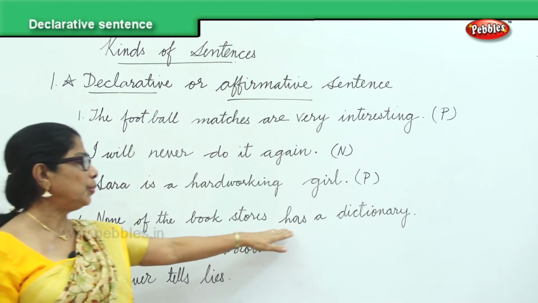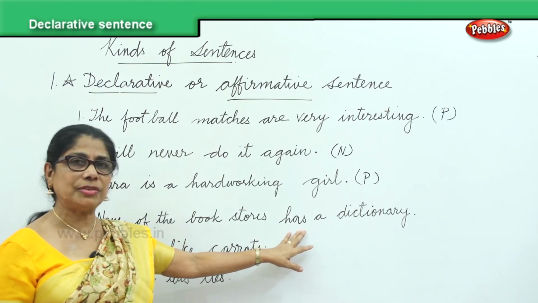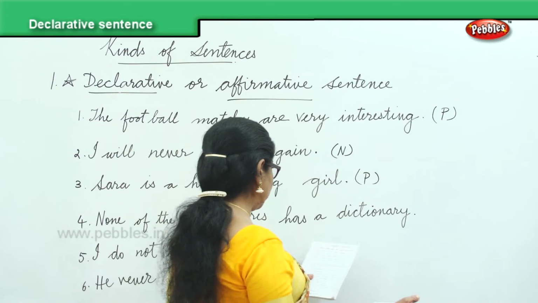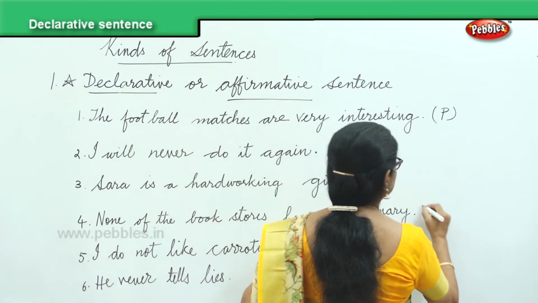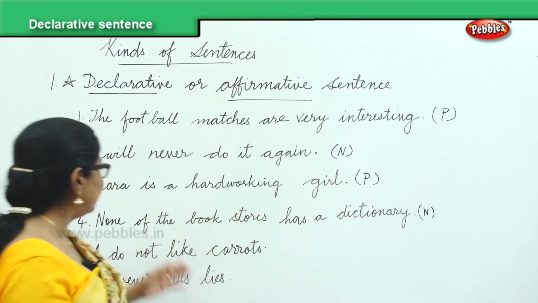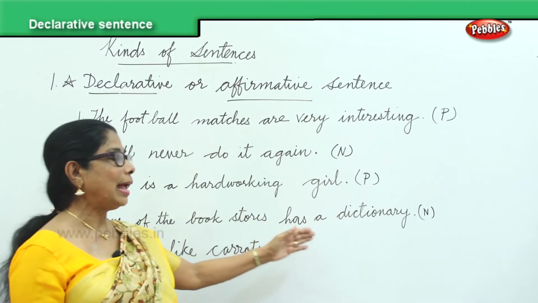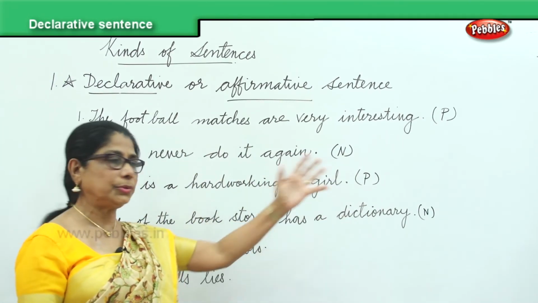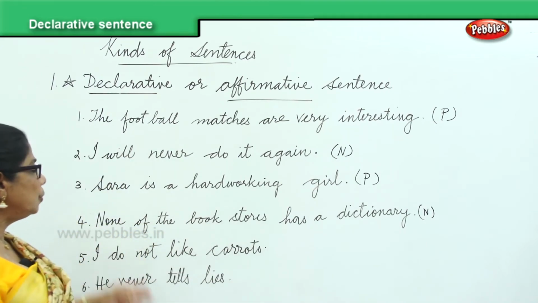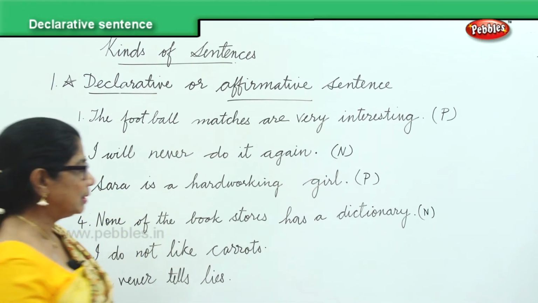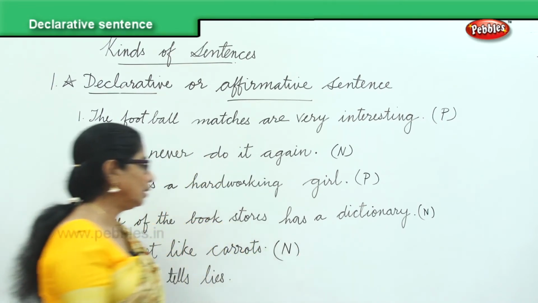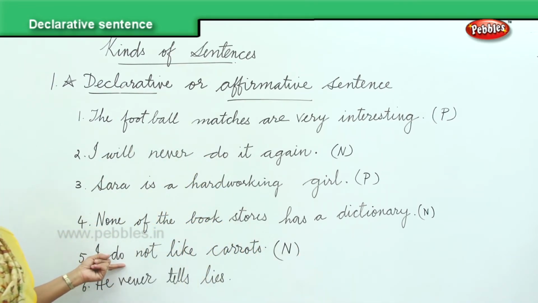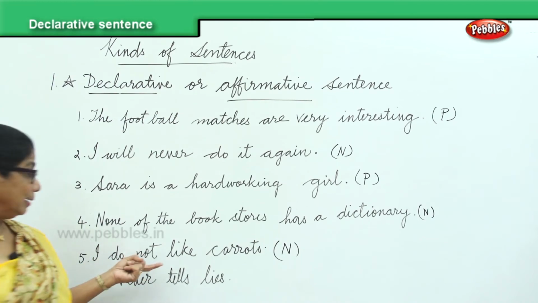None of the bookstores has a dictionary. That is negative. Can we change it to positive? All the bookstores have dictionaries. Then, I do not like carrots. That's again negative. Now, how will you make it positive? I love carrots. I do like carrots.